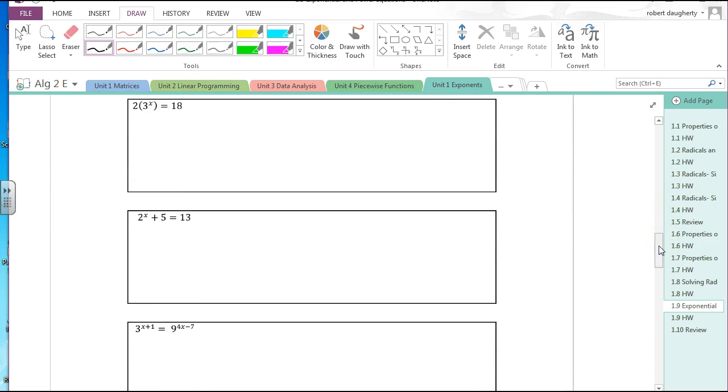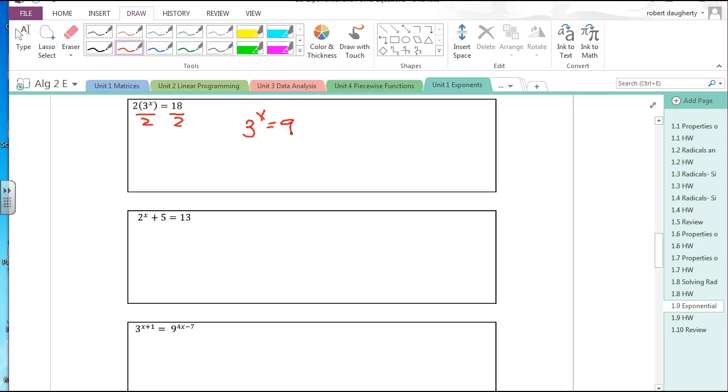2 times 3 to the x equal 18, okay? Now, on the left side, I want a number to a power. Do you see a number raised to a power? You see 3 raised to the x, okay? But it's not by itself. What could I do to get it by itself? Yeah, divide by 2. And then I get 3 to the x equal what?